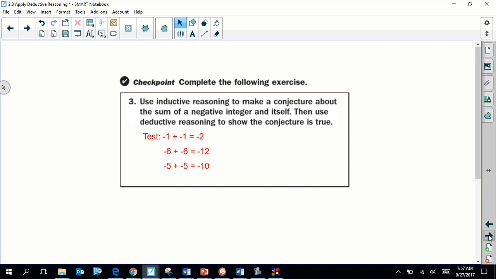So now I'm going to use deductive reasoning, kind of like what we saw in the last example, to see how we are going to prove that it's true. Well, negative n plus negative n is the same thing as saying negative 2 times n. So the sum of a negative integer and itself is twice the value of the integer, which proves what the conjecture was saying in the first place. So that's how I decided to answer that question. Hopefully you have something similar to the conclusion that I have, but it doesn't have to be verbatim what I have.